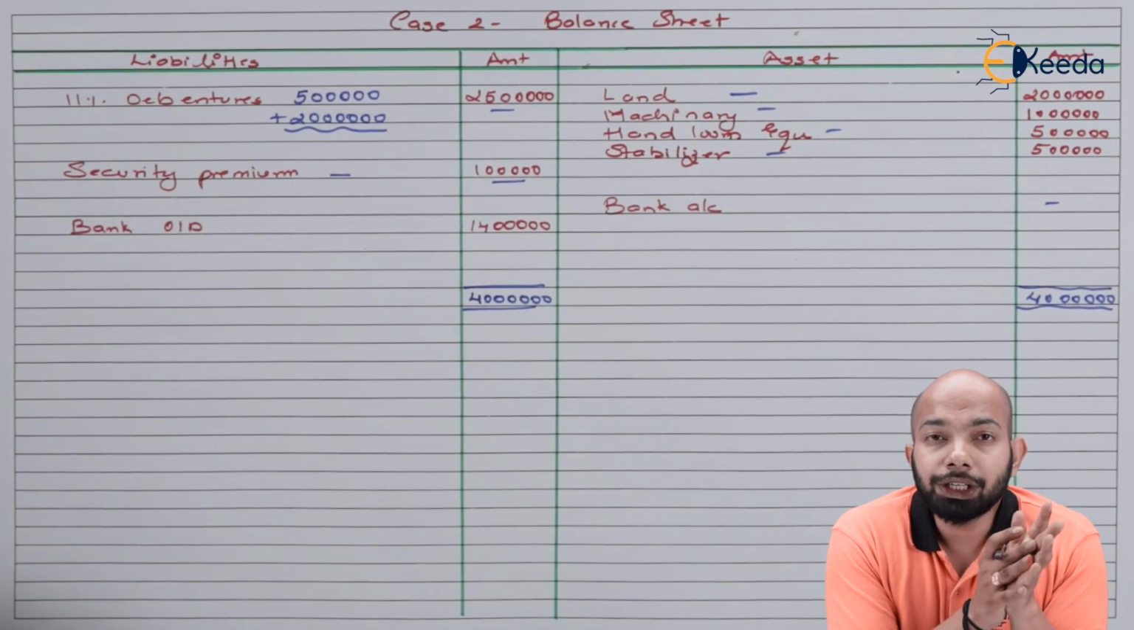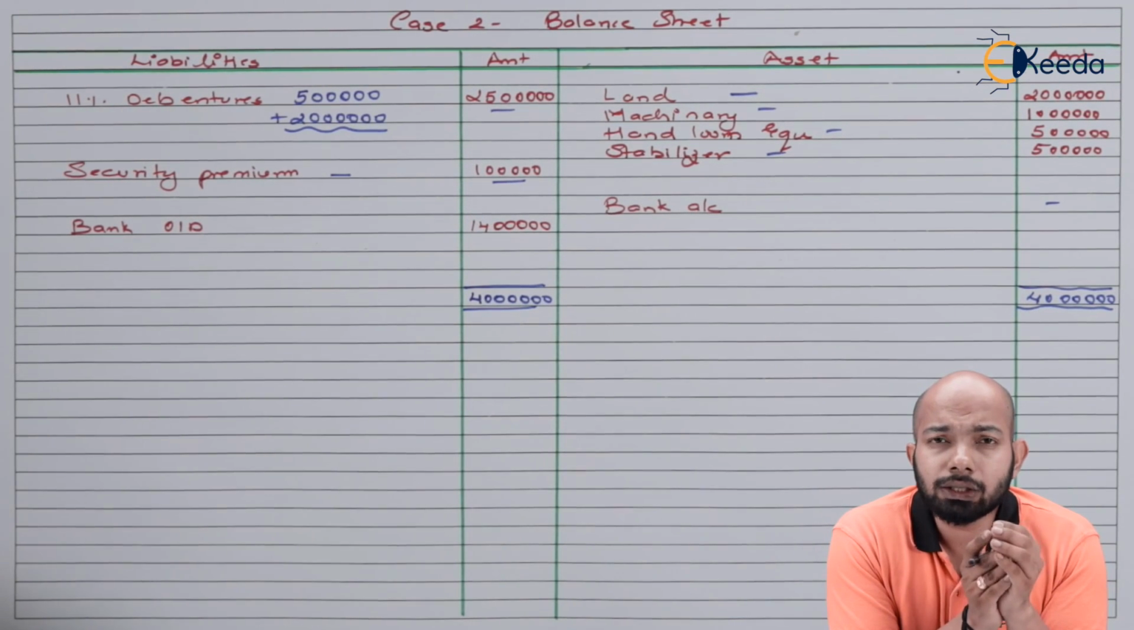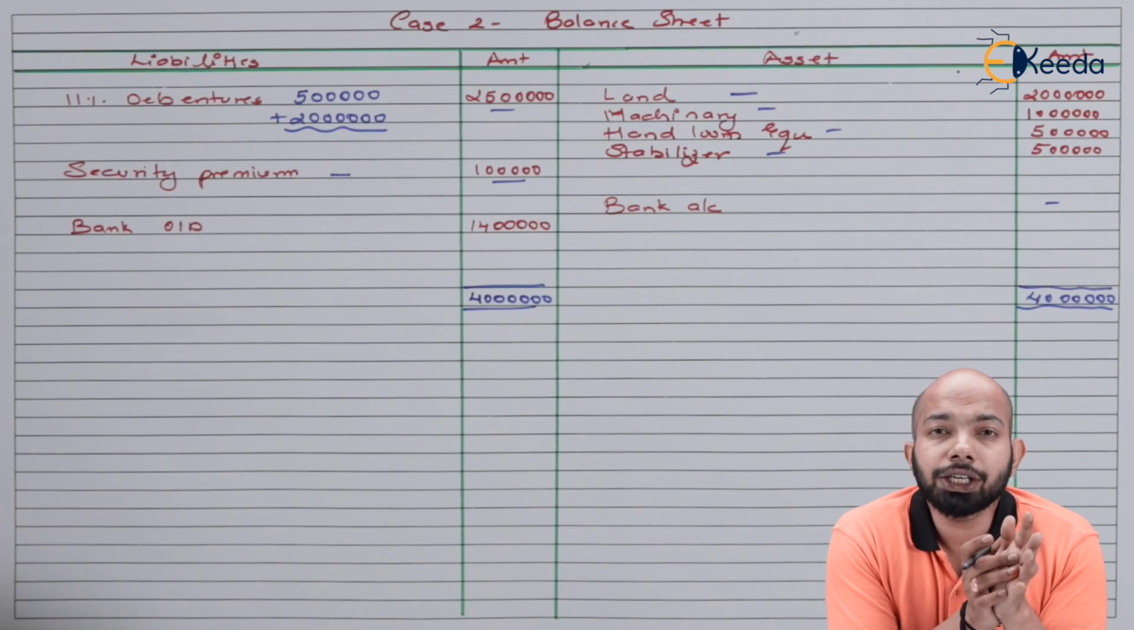So I hope this video has given you a clarity about the last problem, or rather the details of the last concept of a chapter of company accounts, which comes down to issue of debentures for consideration other than cash.